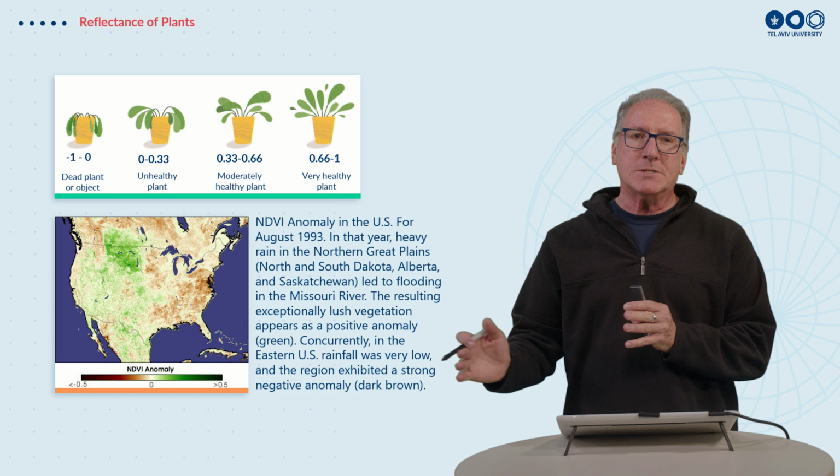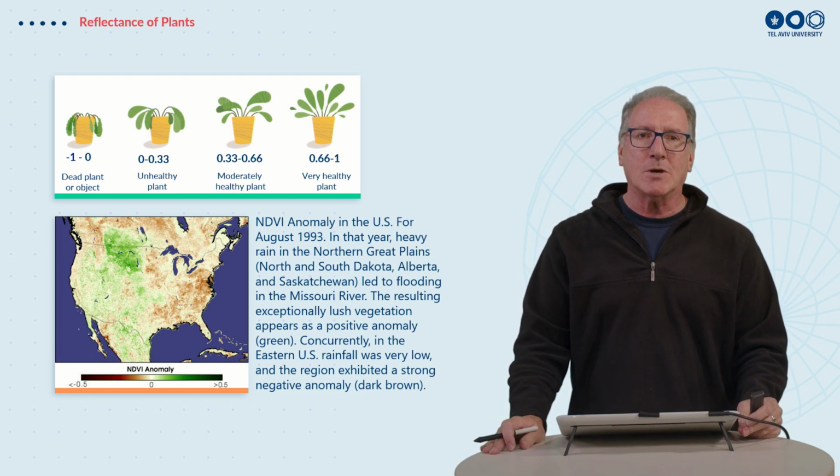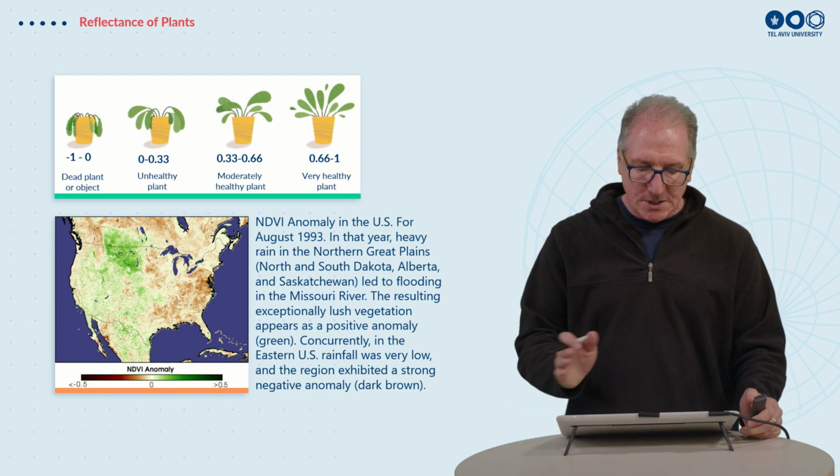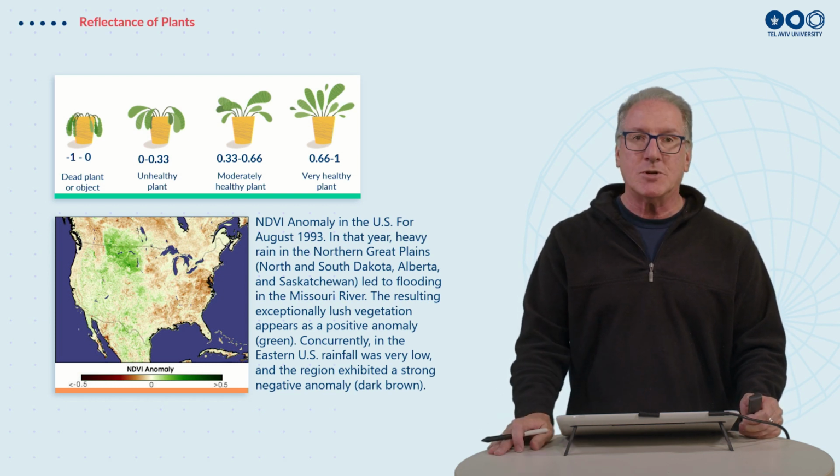At the same time, in the eastern part of the US, the brown colors are where we had much below normal rainfall, and we can see the dark brown colors showing heavily stressed vegetation there.